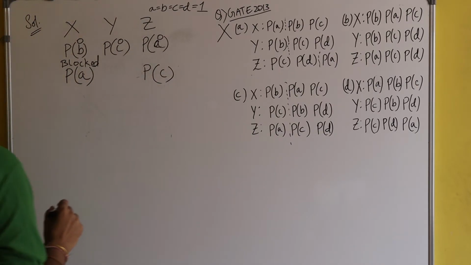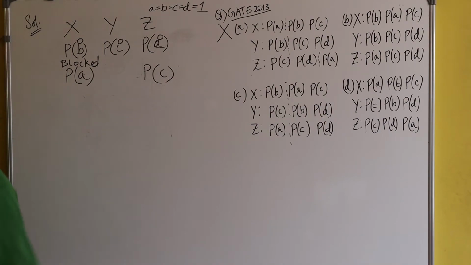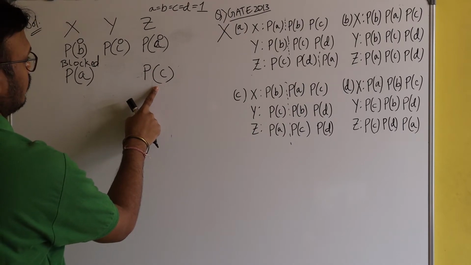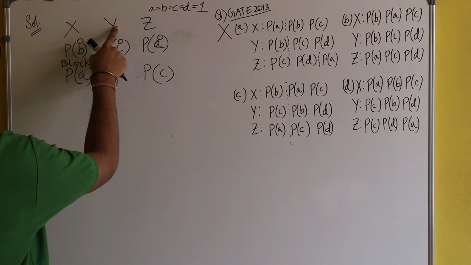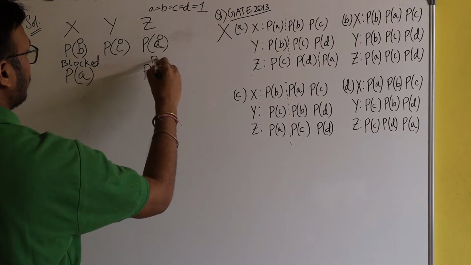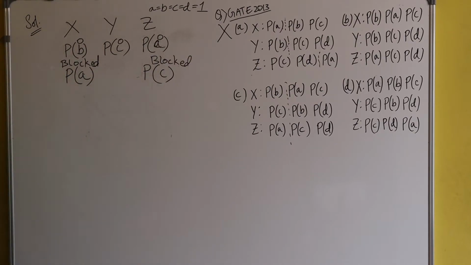Fine. So here you can see that process Z will have to wait. Why? Because the value of C is 0, which is made by process Y. So here process Z is also blocked. So here two processes are blocked.